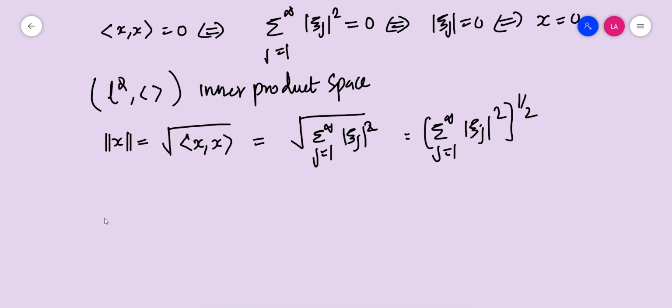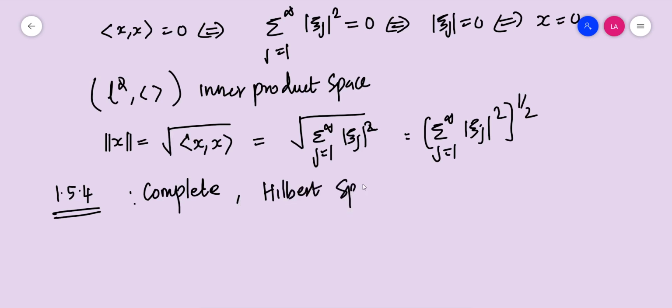We have already established in 1.5.4 the fact that L2 space using this norm is complete. Please refer to that. We have already discussed that. So this norm is induced by this inner product. So this being complete means our inner product space is complete, which means our space is a Hilbert space. So we have clearly established that this is a Hilbert space.